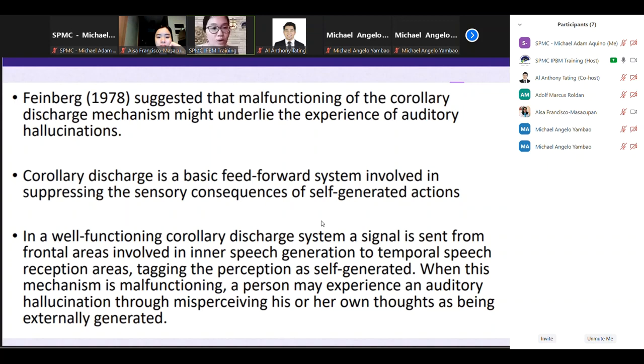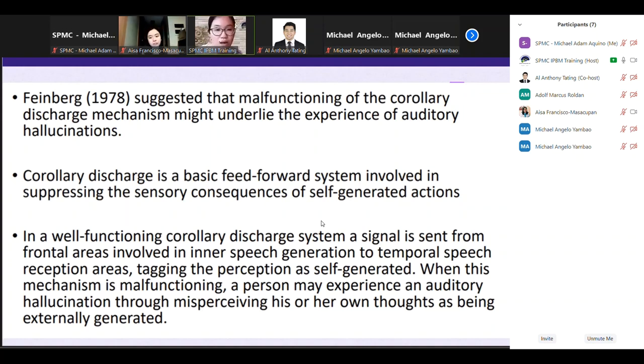So without the corollary discharge mechanism, the auditory area of the brain is triggered. So there are self-generated actions. So in a well-functioning corollary discharge system, a signal is sent from the frontal area involving inner speech. So ibig sabihin, walang vocal, walang expressive language. So this is just inner speech to temporal speech reception areas, tagging the perception as self-generated.